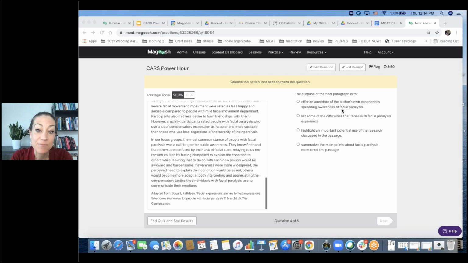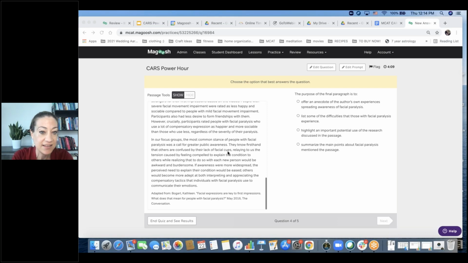And then B, list some of the difficulties they experience. No, that's earlier in the passage. There is a difficulty being discussed here. It's not the primary purpose. And then this last one, summarize the main points about facial paralysis mentioned in the passage.